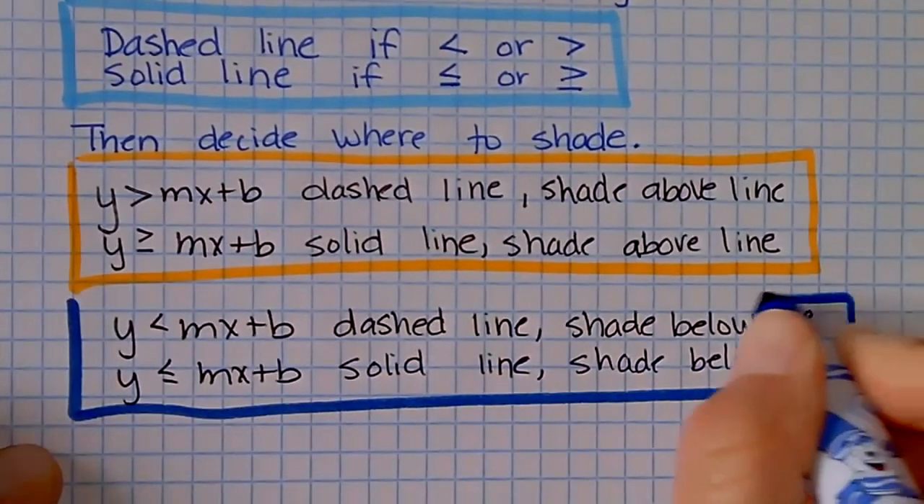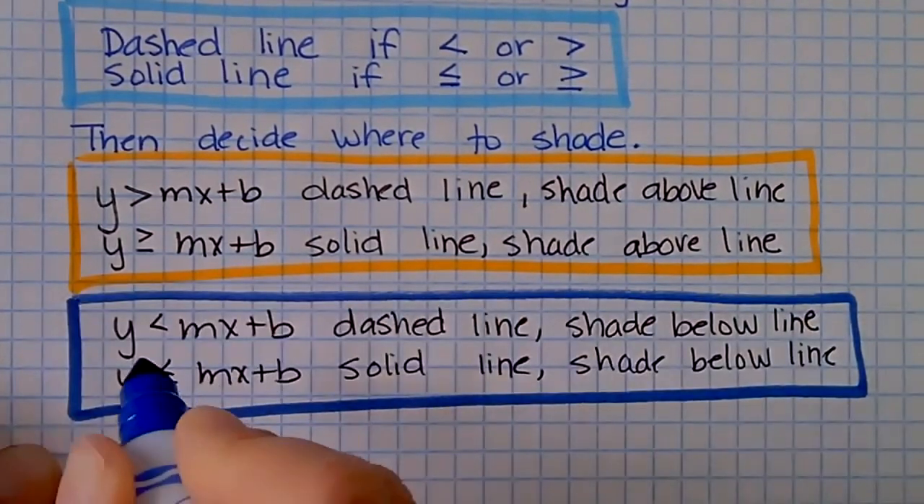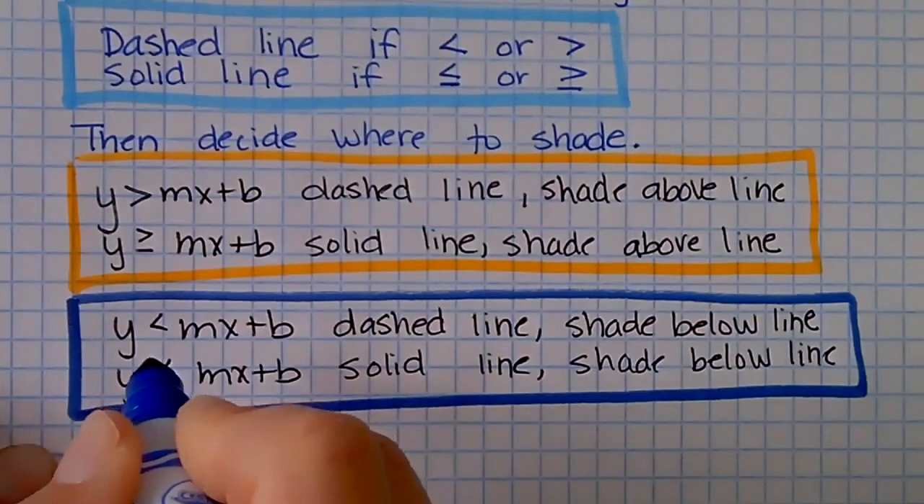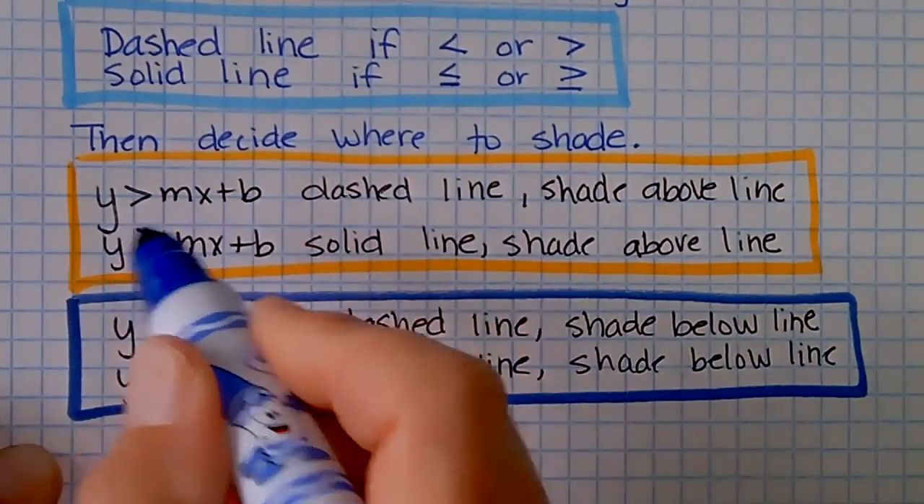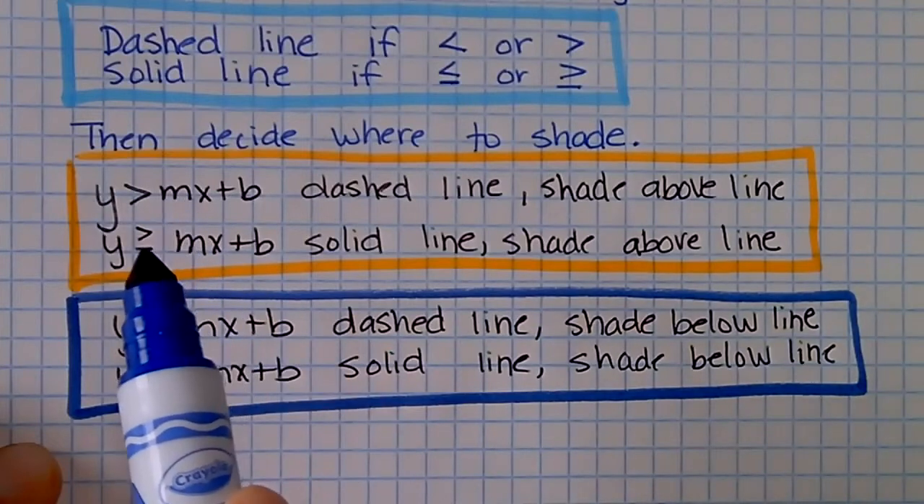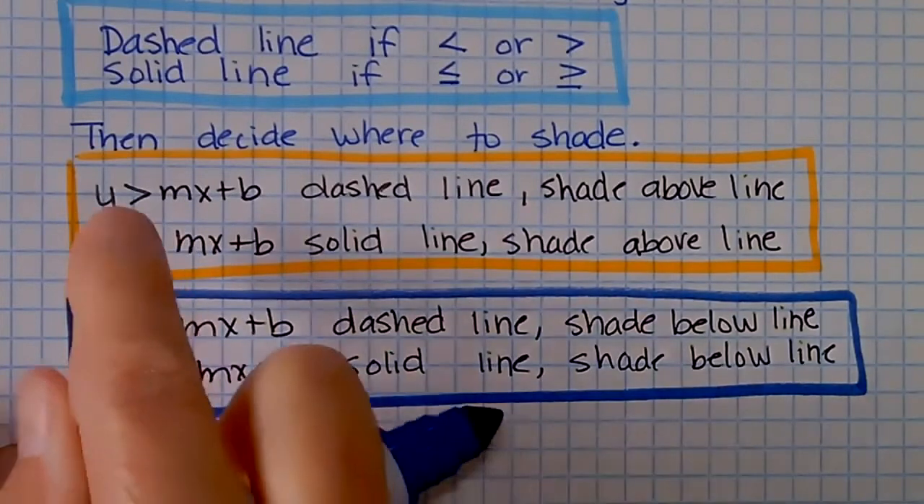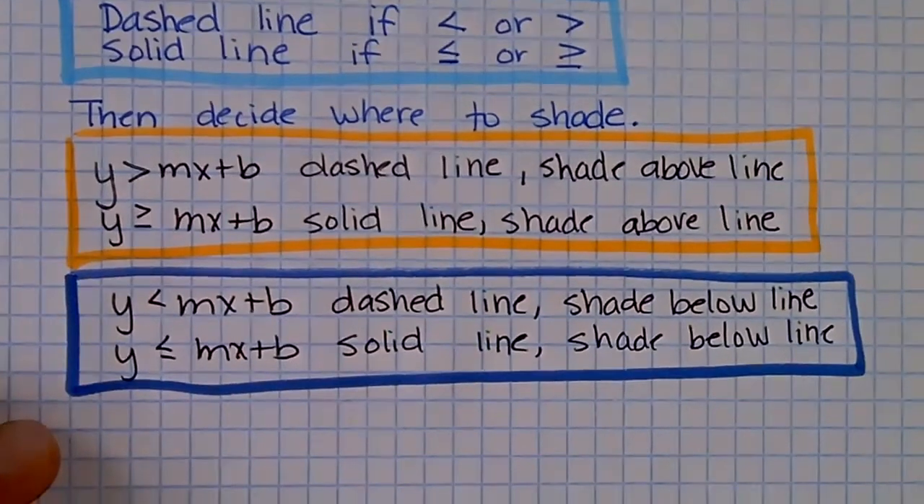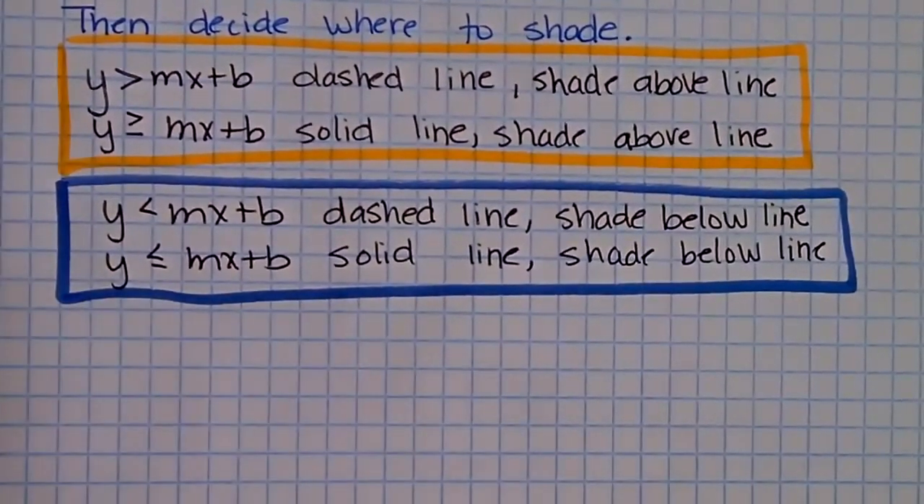Now, again, the main idea here is that it needs to be in y form: y on this side, everything else on the other side, for you to decide whether you're going to shade above or below. I'm going to go through examples that are in this form, and then I'll go through an example that's not. Okay, so let's jump into an example.